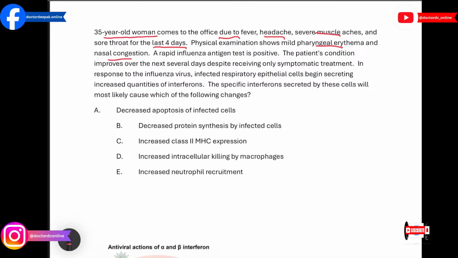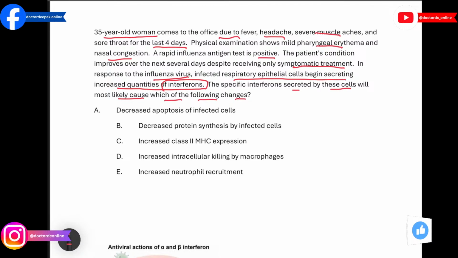A rapid influenza antigen test is positive. The patient's condition improves over the next several days despite receiving only symptomatic treatment. In response to influenza virus, infected respiratory epithelial cells begin secreting increased quantities of interferon. The specific interferon secreted by these cells will most likely cause which of the following changes?